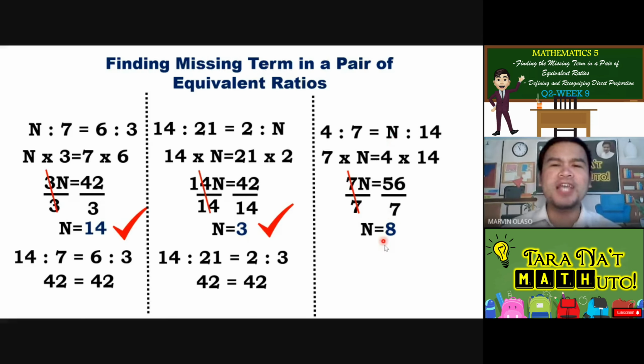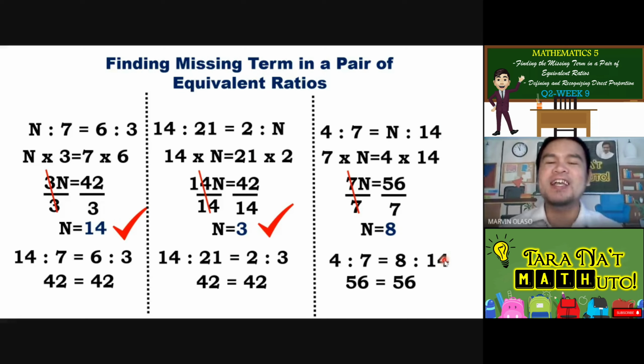Alright. So, check natin, sir. Alright, substitute natin kung 8 ang nandito. Tingnan natin kung tama ba. What is 7 times 8? 56. What is 4 times 14? Also 56. That means na ang nawawala ay 8. Nakuha mo ba ang tamang sagot? Well, I think you are great.